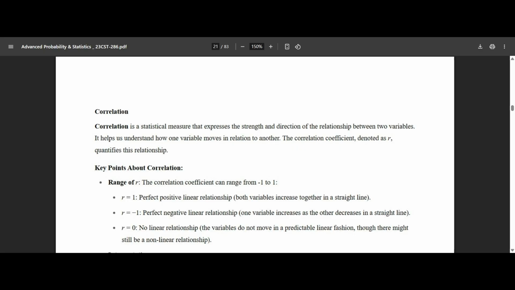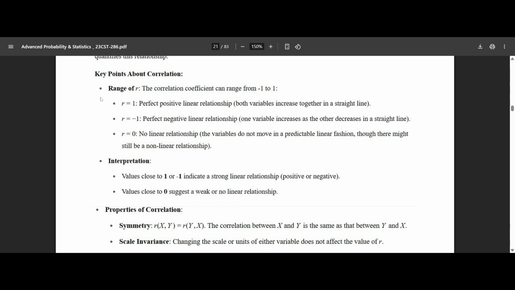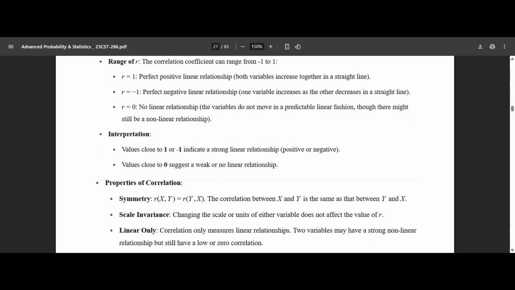Range of R. The correlation coefficient can range from -1 to +1, which we studied while analyzing covariance and correlation. R equal to 1, perfect positive linear relationship. R equal to -1, perfect negative linear relationship. And R equal to 0, no linear relationship. Interpretation. Values close to 1 or -1 indicate a strong linear relationship. That is, if R equals something like 0.8 or -0.9, it is a strong linear relationship. Values close to 0 suggest a weak or no linear relationship.